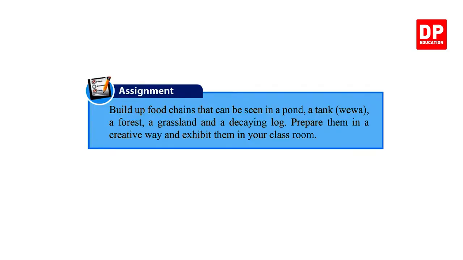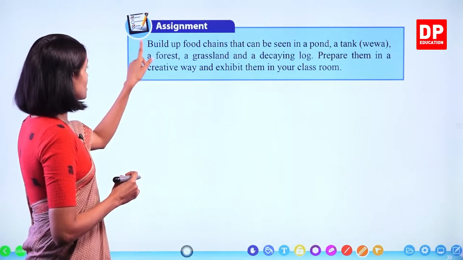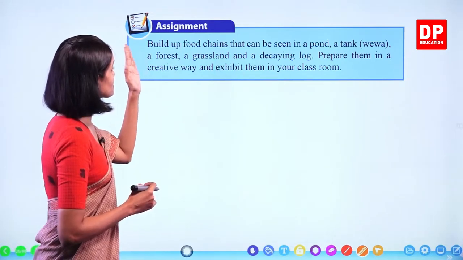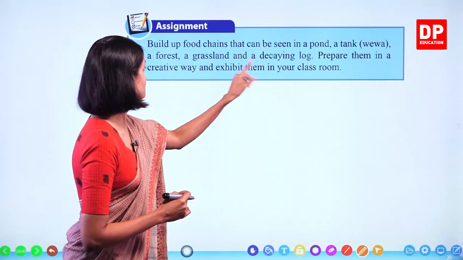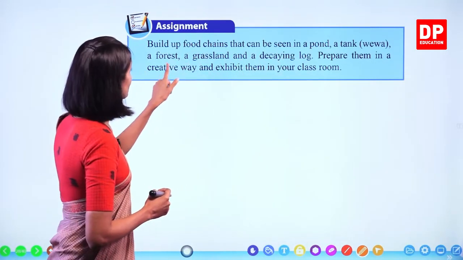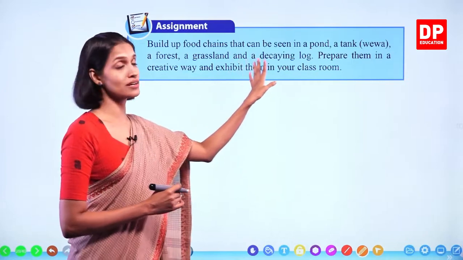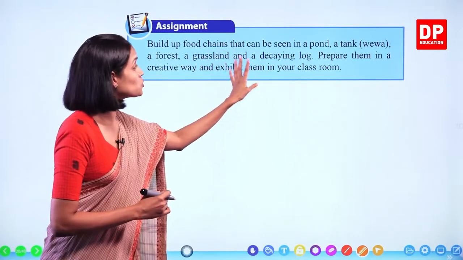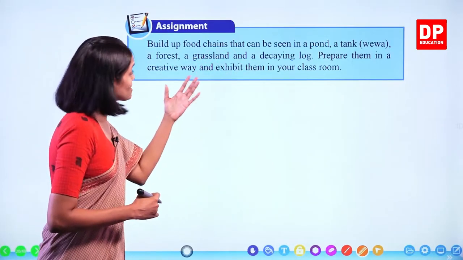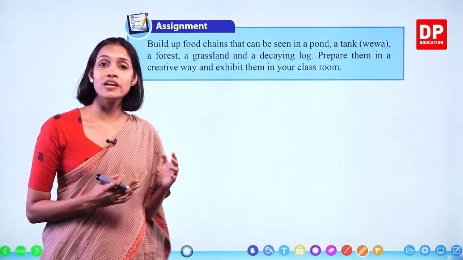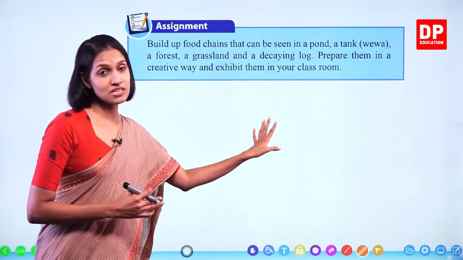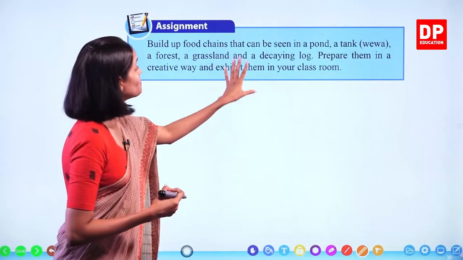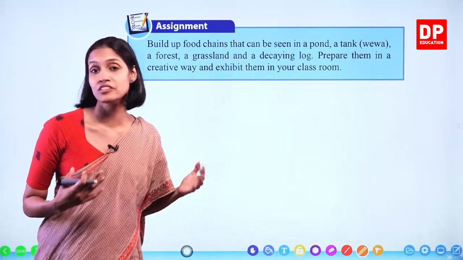Right, we have an assignment to do. Build up food chains that can be seen in a pond, a tank, a forest, a grassland, and a decaying log. Prepare them in a creative way and exhibit them in your classroom. Now in the classroom, y'all can get together and do this as a group activity. You can be as creative as y'all can, right? You can make it as a poster or maybe another presentation, and you can add colors and pictures and make this type of presentation in a very creative way, right?